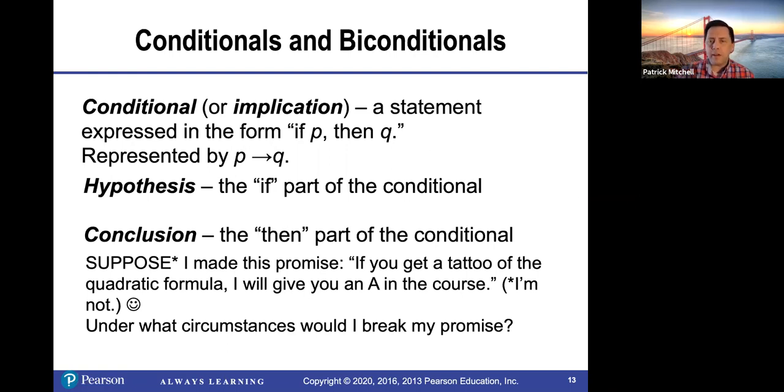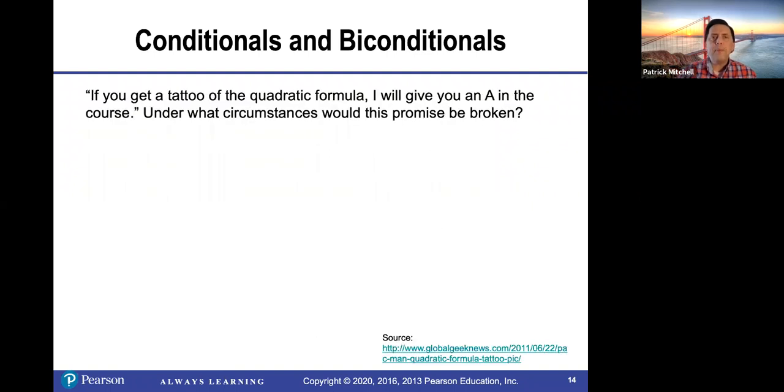So notice my disclaimer here. I am not giving out A's to people who go out and get a tattoo of the quadratic formula. I would probably admire it and maybe want a picture of it, depending on where it was. But I'm not giving you an A for that. So under what circumstances would I break my promise? Here's the statement again. If you get a tattoo of the quadratic formula, I will give you an A in the course. Under what circumstances would this promise be broken?